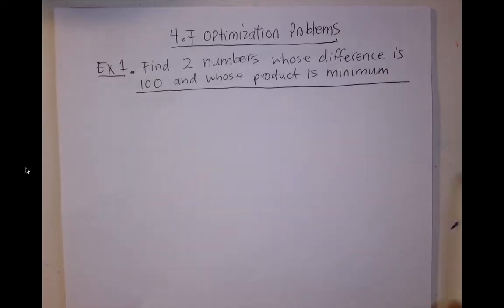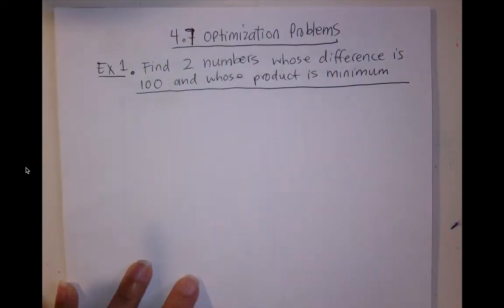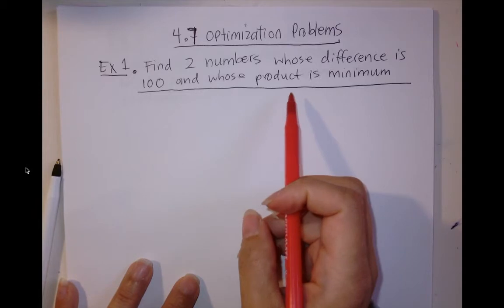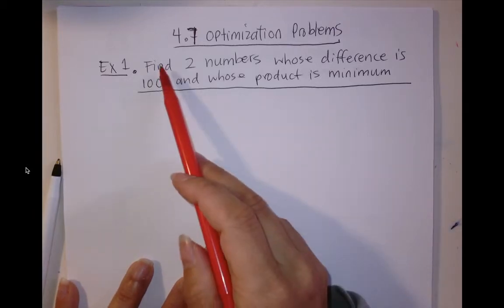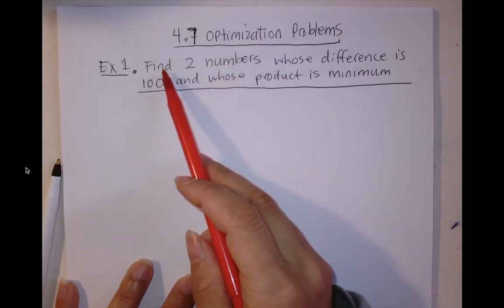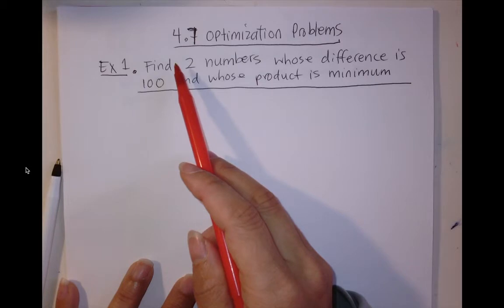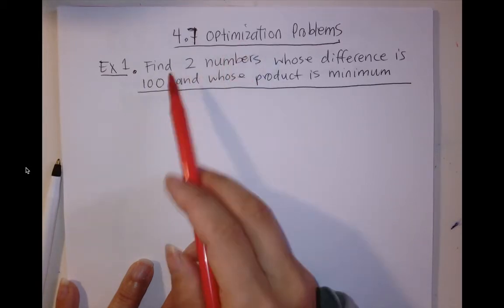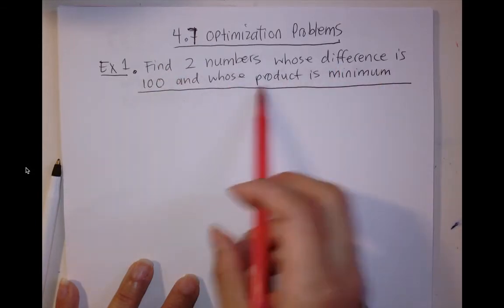I'm going to do some examples of optimization problems, which come up in section 4.7. So usually the first thing I do with optimization problems, after reading the problem, is I try to think of what is the quantity that we're trying to optimize here. So optimize just means minimize or maximize. So here I have: find two numbers whose difference is 100 and whose product is minimum.